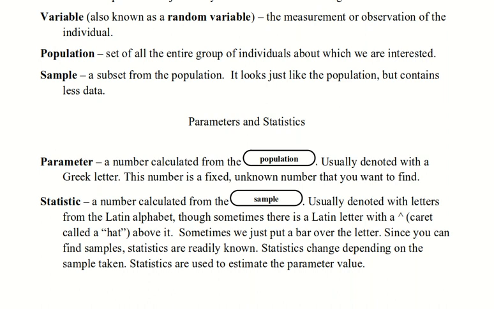Usually, statistics are denoted with letters from the Latin alphabet, so an X or an S, and you put a caret on it, that's a little upward pointing hat, or sometimes you just put a bar over it, X bar, with a dash-like creation over it. And since it's easy to find samples, statistics are readily known. There's lots of statistics out there. But of course, statistics change depending on the sample taken. Now, why do we do that then? Because they are an estimate of the true parameter's value.